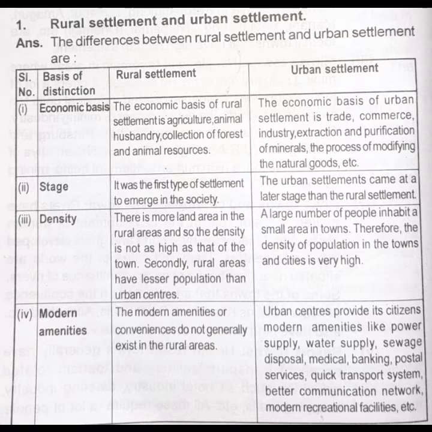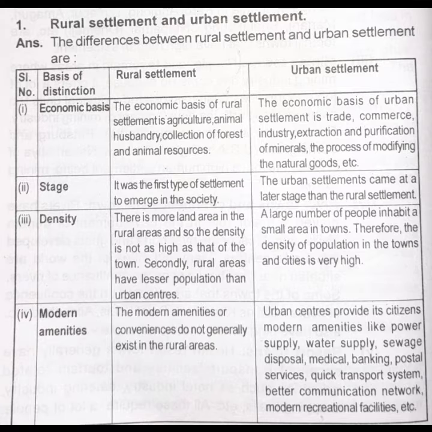Next, number 3, according to density. First is rural settlement. There is more land area in the rural areas, and so the density is not as high as that of the town. Secondly, rural areas have lesser population than urban centers.